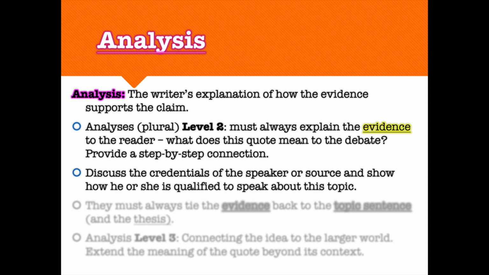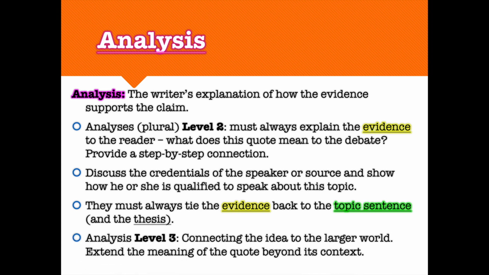It's just, in this case, you're talking about a real person, their real background, and how this debate affects them. You must always tie the evidence back to the topic sentence and the thesis. And in analysis 3, you are connecting the idea to the larger world. You're extending the meaning of the quote beyond its context.